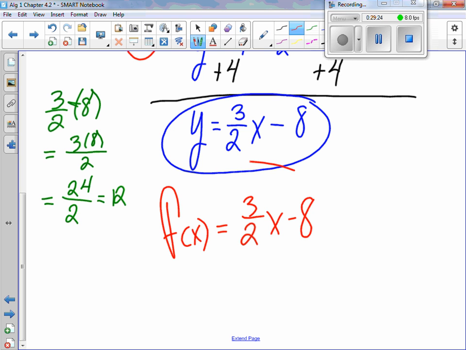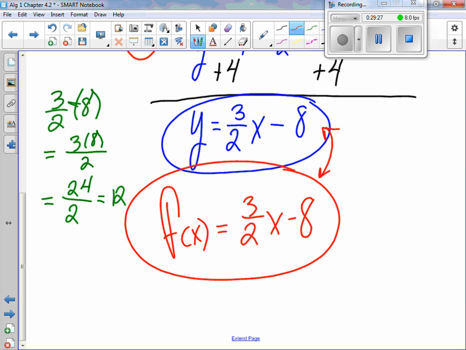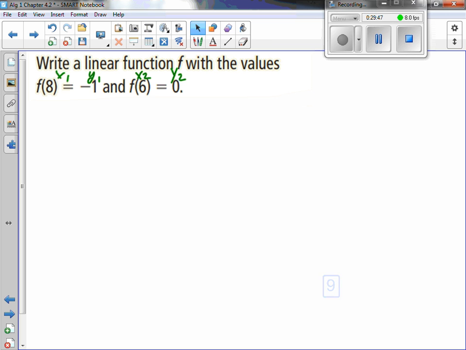So saying that this equation here, y is equal to 3/2 x minus 8, is the exact same thing as saying f of x equals 3/2 x minus 8. Those are the same thing. F of x and y are interchangeable. Okay?